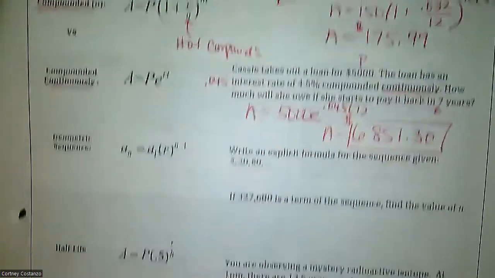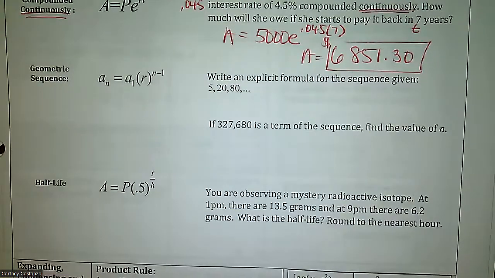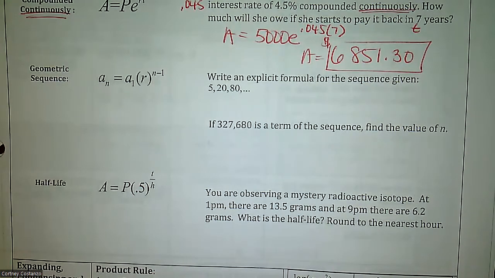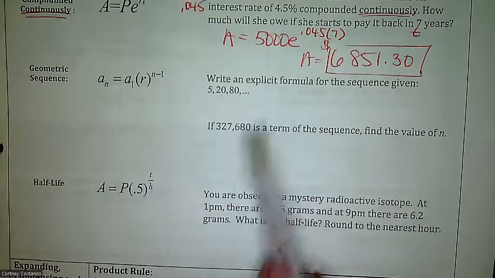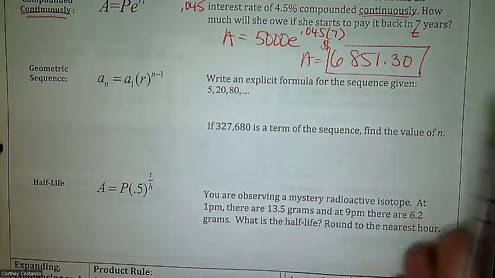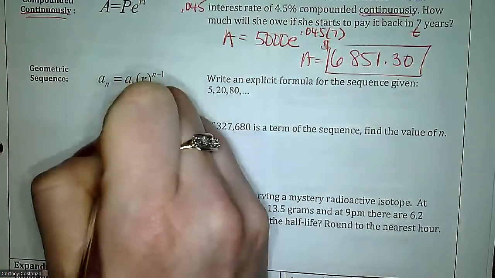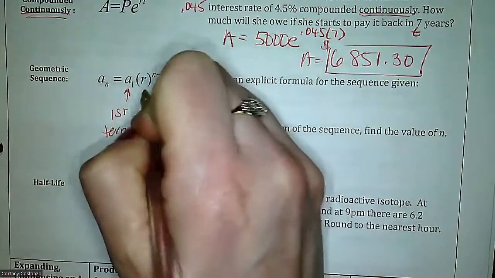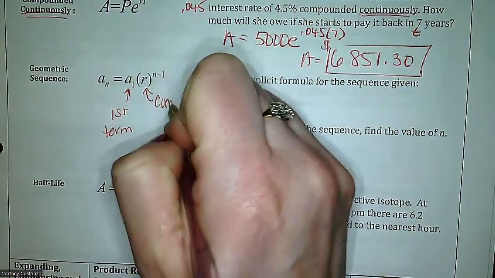All right. How can we use a geometric sequence? Now, this one actually is on your reference sheet. So you actually don't have to memorize this one, but it does fit into this unit pretty well. It says write an explicit formula for the following sequence. Remember, a1 is the value of the first term. r is your common ratio.